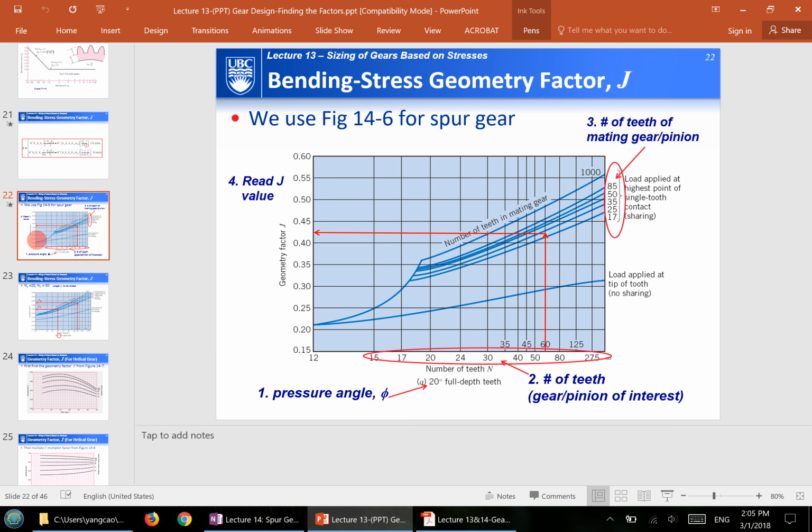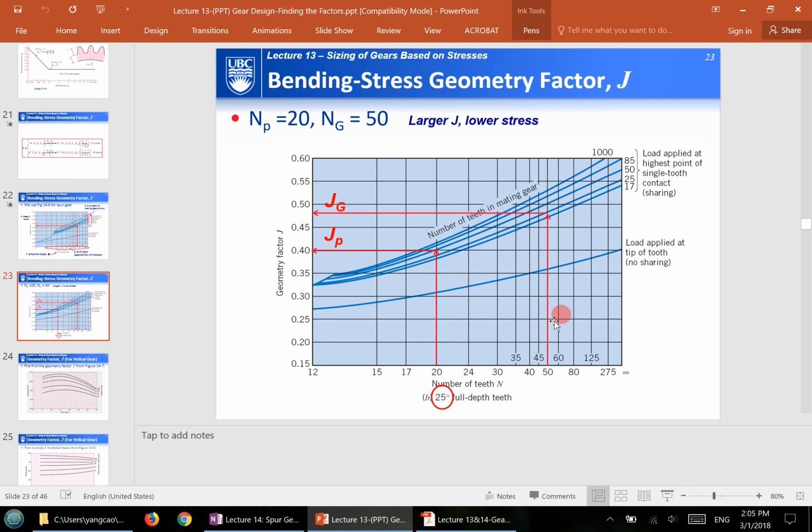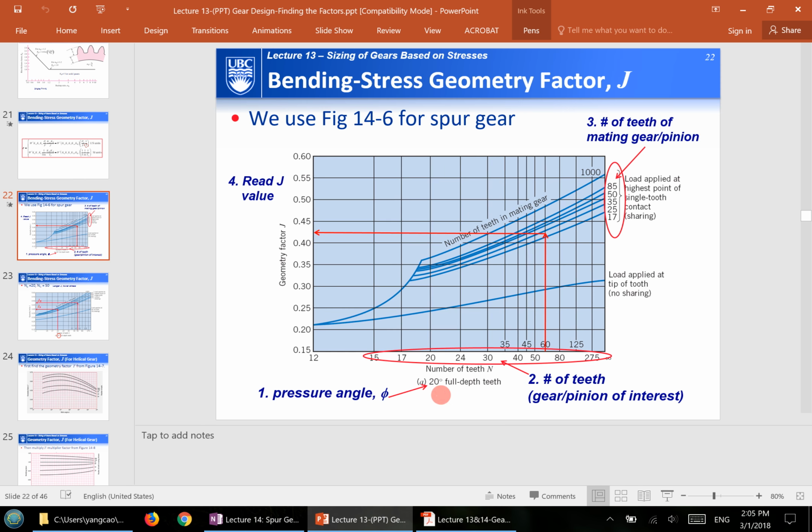If you look at this figure in the textbook, notice that at the bottom there's key information. First, identify what pressure angle this figure is for. This figure is for a pressure angle of 20 degrees. In our design project, the pressure angle will be 20 degrees. In my lecture notes, I give you another one which is for 25 degrees. Our textbook has only one figure, for 20 degrees. For any other occasion, if you're using 25 degrees, then you use that figure.